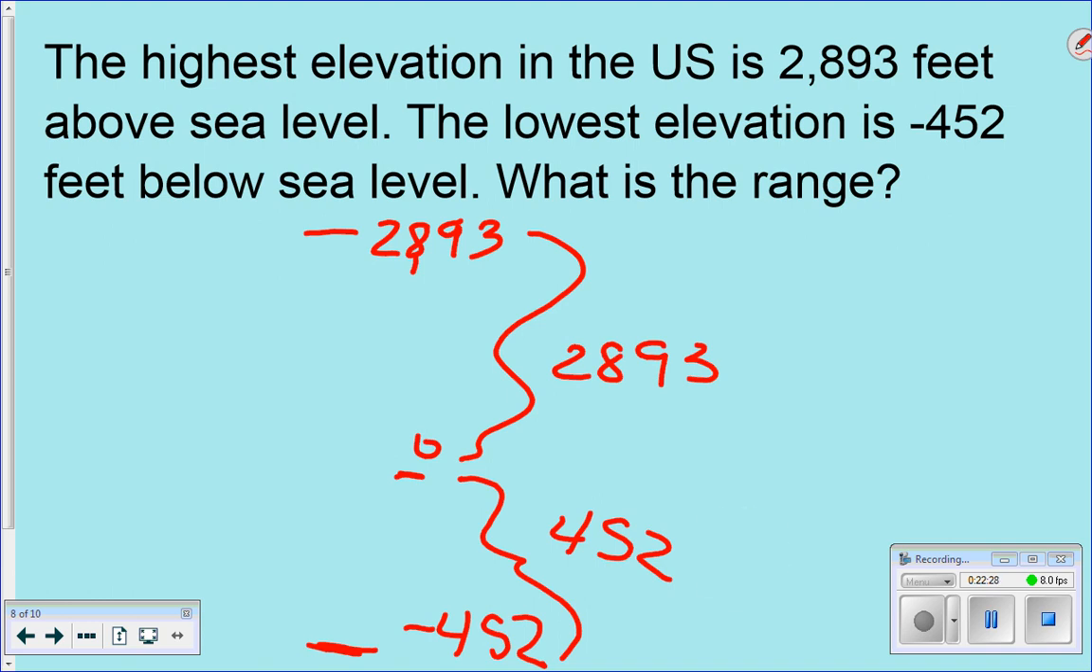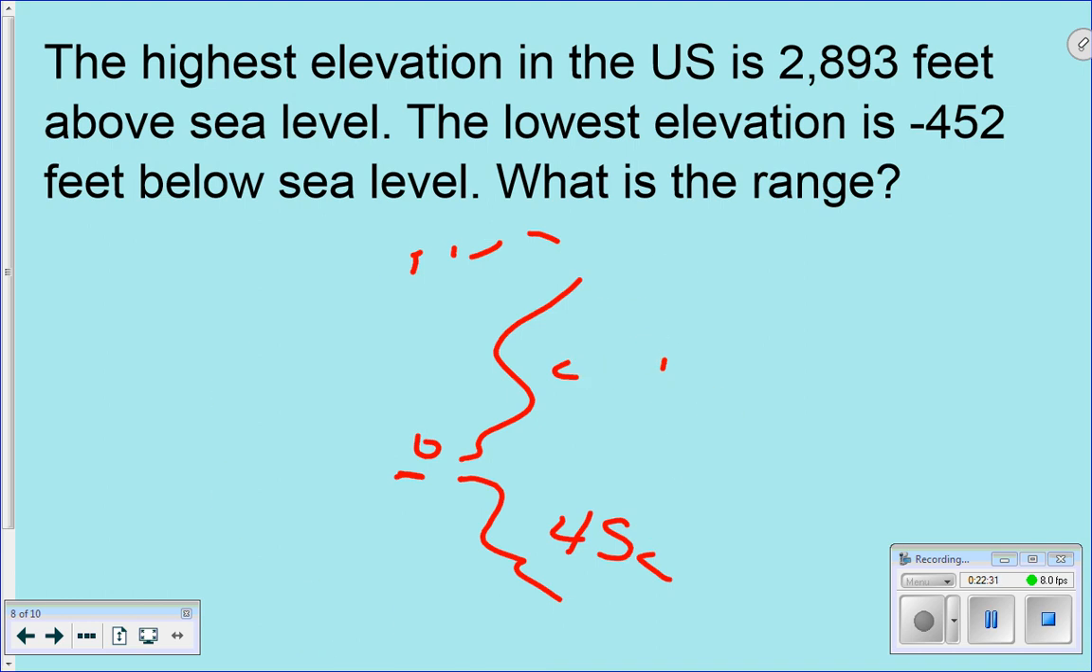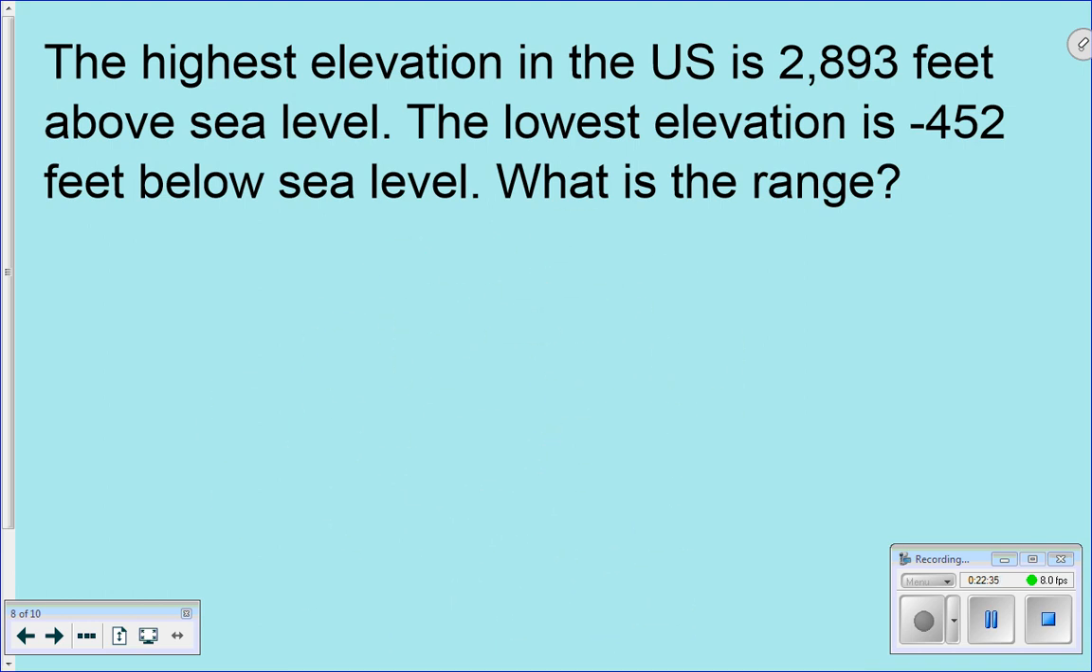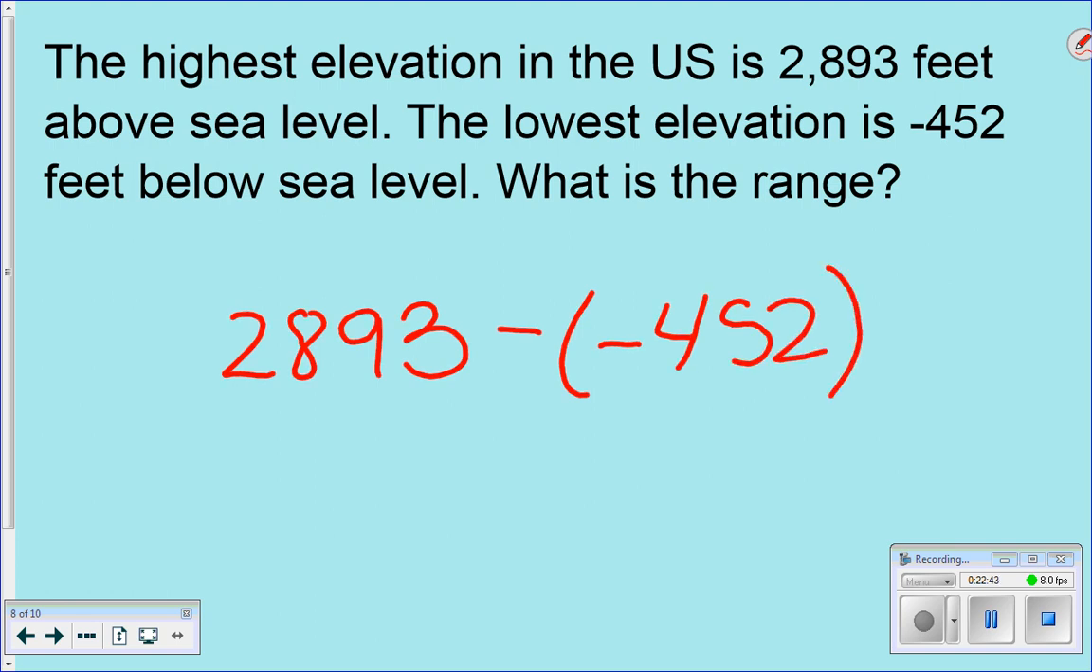Another way you could do it, I like pictures. If you ever want to draw a picture in your math homework, draw a picture. I love that. You could do 2,893 minus -452. How is this like the same thing we just did? Because you're going to keep change, and guess what it's going to turn out to be? This plus that. It's the same thing.